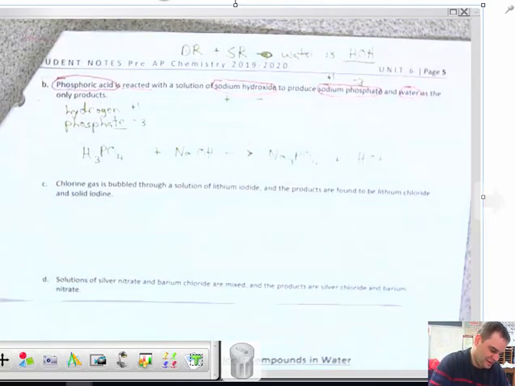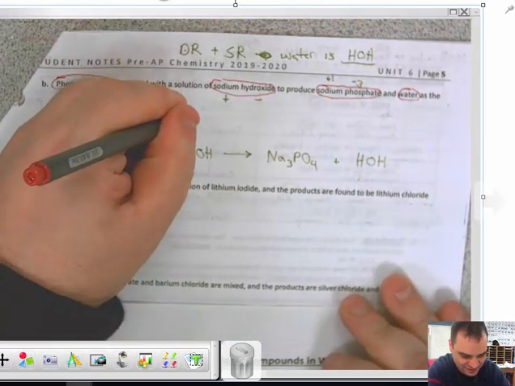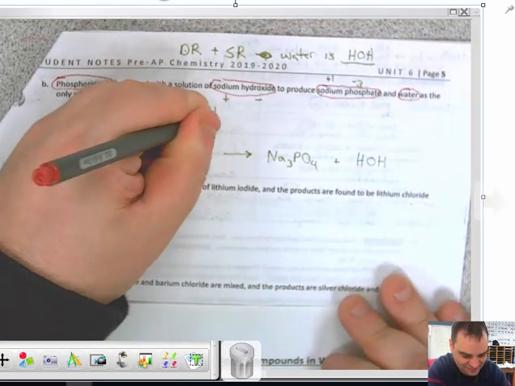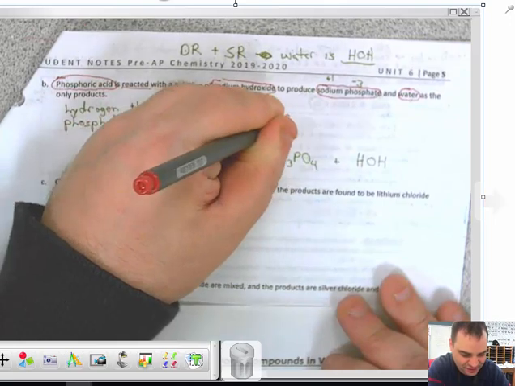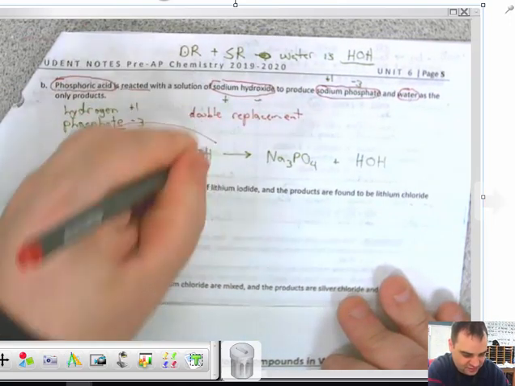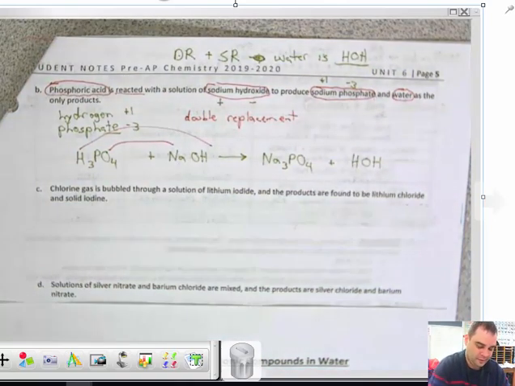Okay? This is a double replacement reaction. Did I tell you it's a double replacement? Yeah, it's a double replacement. Here's how I know, because I'm a smart man. H goes with OH, Na goes with PO4. That makes a double rainbow, which makes a double replacement reaction.